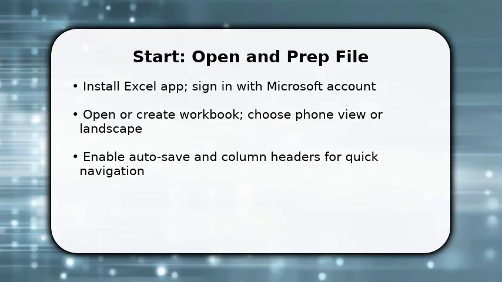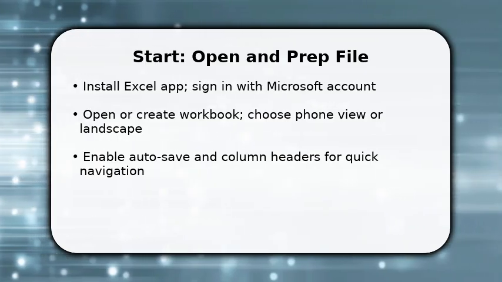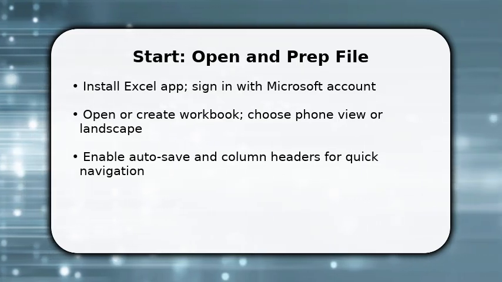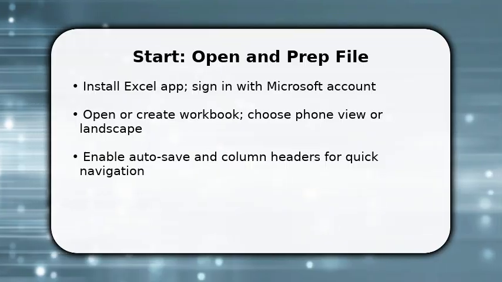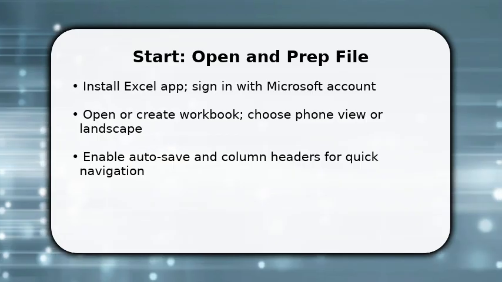You begin by opening the Excel app and signing in so your files sync. Once done, open an existing workbook or tap New to create one. Choose Portrait or Landscape for easier cells. Make sure Auto-Save is on so you don't lose edits, and turn on headers to find rows and columns quickly.